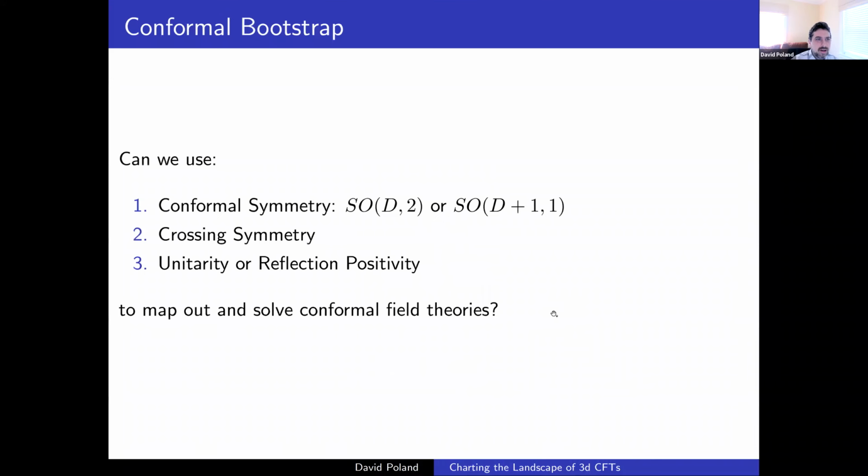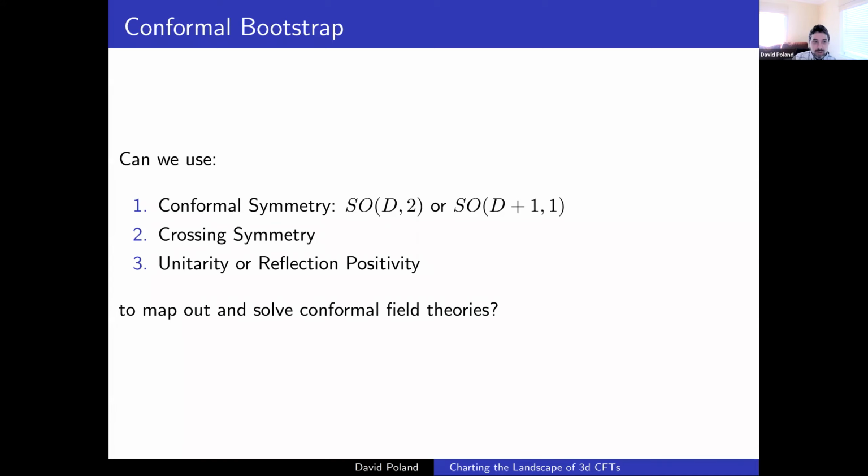So the idea behind the Bootstrap is very straightforward. The idea is to use basic consistency conditions and symmetries to try to map out and solve the space of conformal field theories. Ideally, you could come up with a kind of classification of conformal field theories.